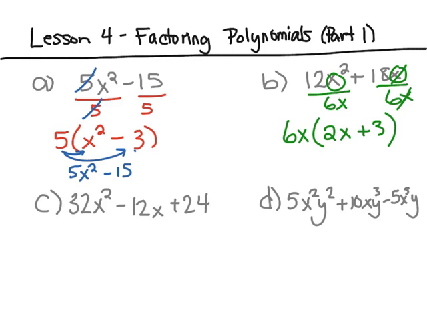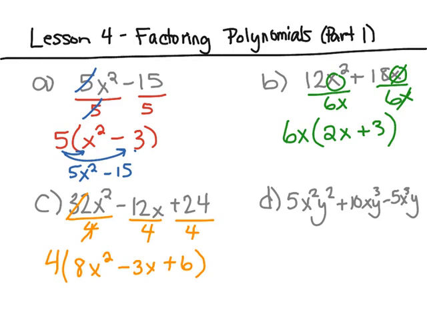For the next one, 4 is a common factor between 32, 12, and 24. We do not have an x in each term, so we cannot take an x out of all of them. 32 divided by 4 is 8, so we have 8x squared. 12 divided by 4 is 3x, and 24 divided by 4 is 6. So this is our simplified polynomial.